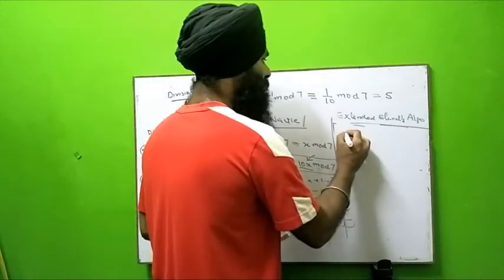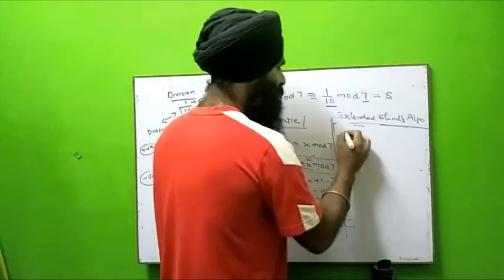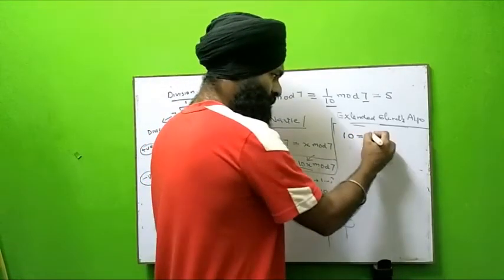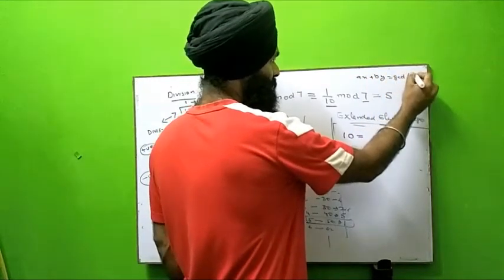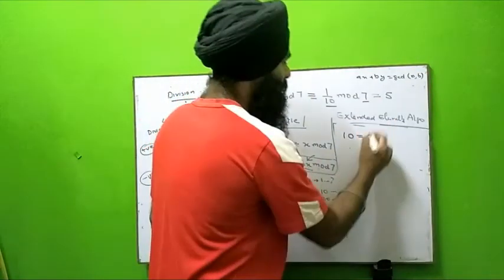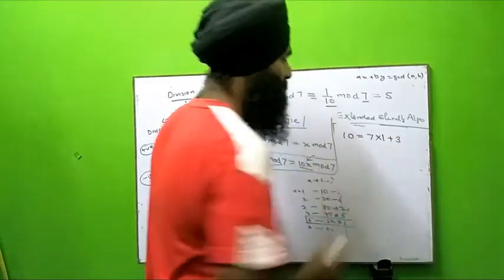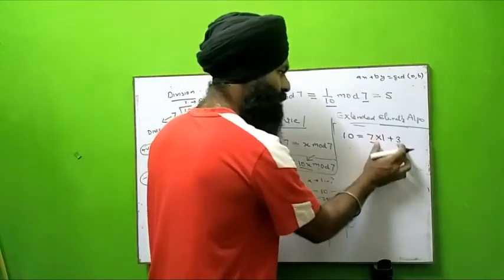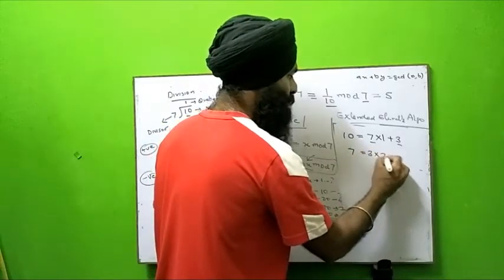So first we have two values, 10 and 7. Taking the bigger value on the left hand side, that is equal to ax plus by, the GCD of a and b. Now we make a factor with respect to 7: 10 is 7 into 1 plus 3. So we have used 7 and 3 to make 10. Similarly we now use these two values, the greater one over here: 7 is equal to 3 into 2 plus 1.